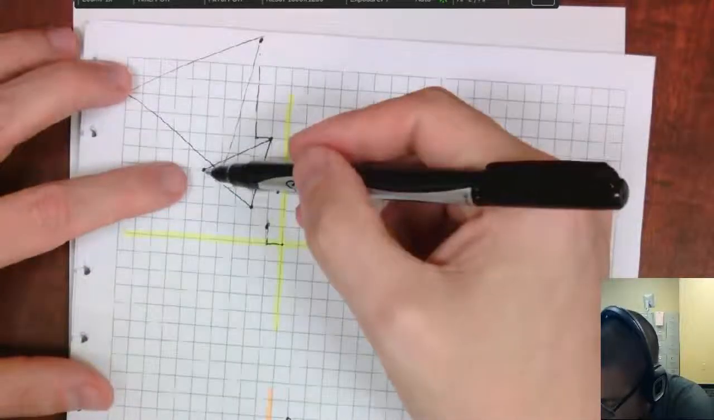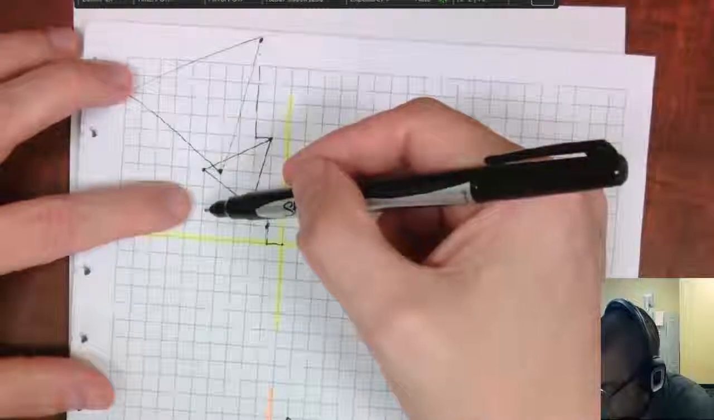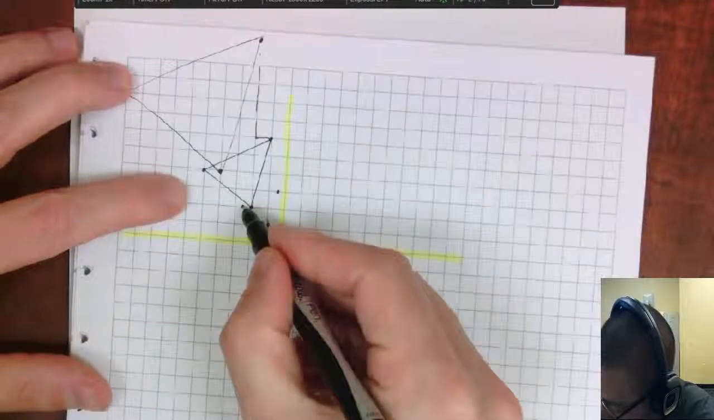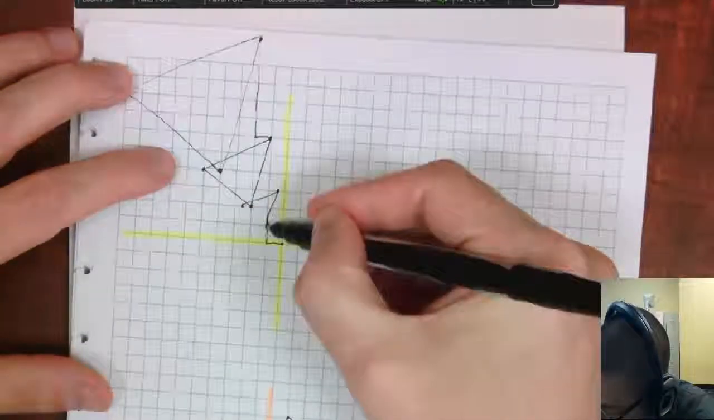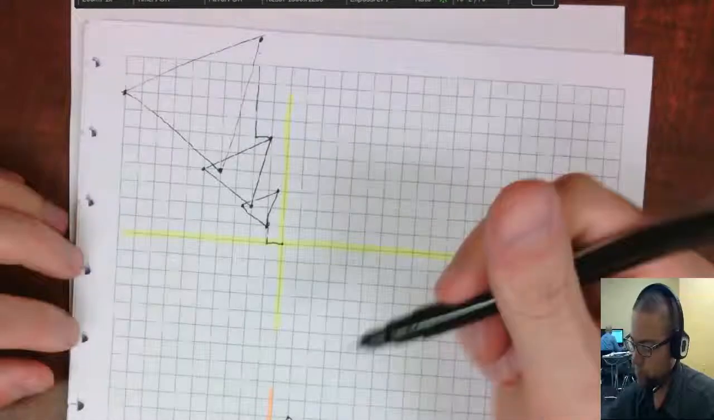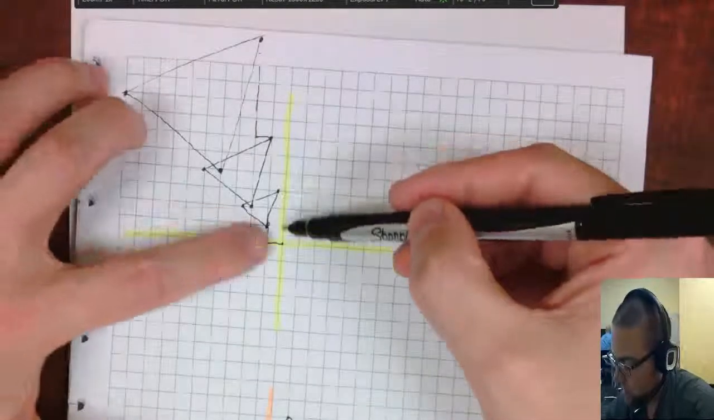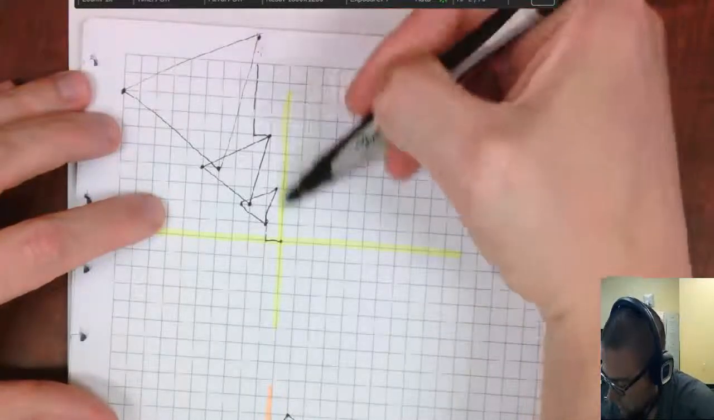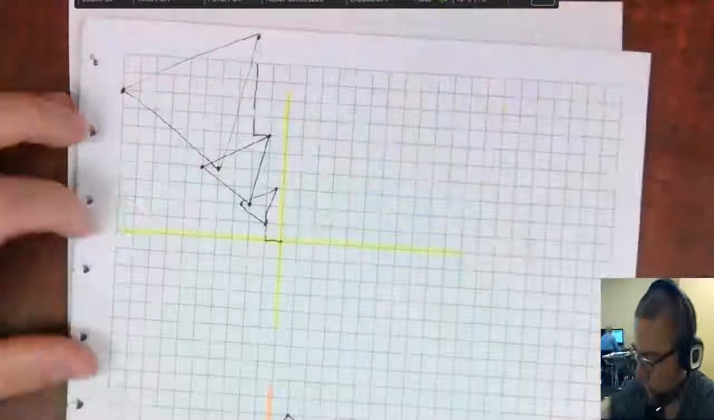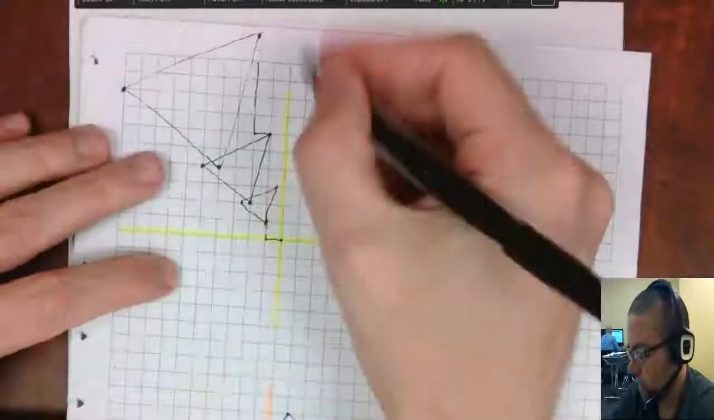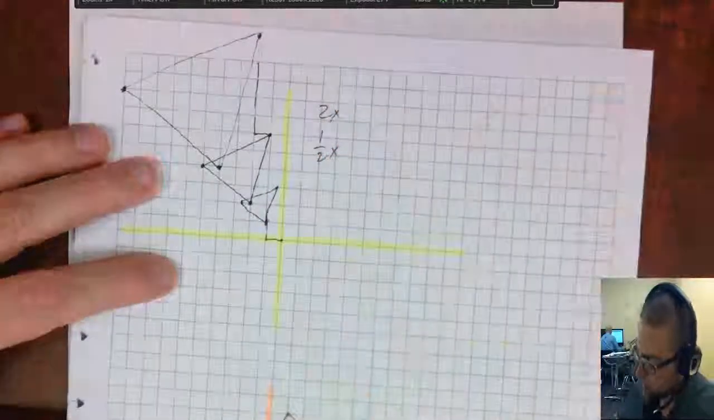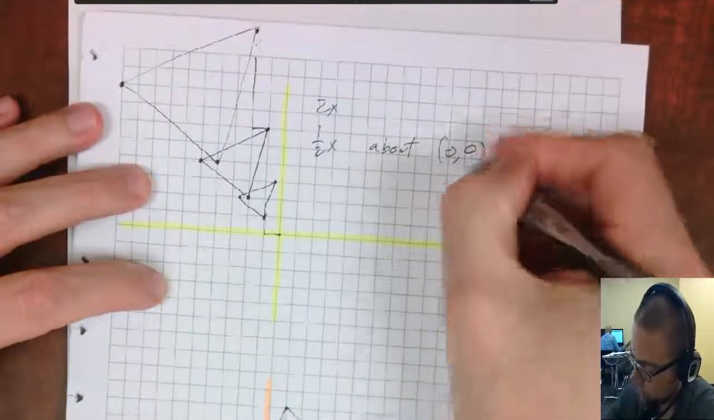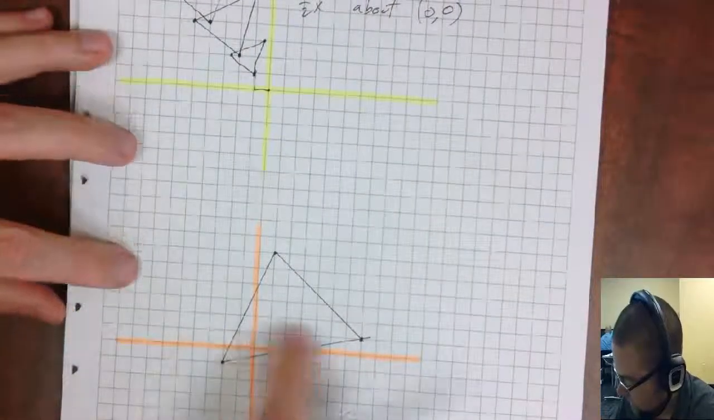And then this was 5, 4. So half of 4 would be 2. And half of 5 would be 2.5. Right there. So I end up with this shape right there. And you can see that it all would narrow down to this single point right here. You can see that each of the boundary lines go into that point. Alright, so that's dilating by 2 times and 1/2 about the origin, 0, 0.